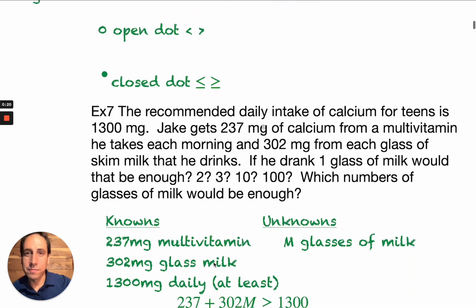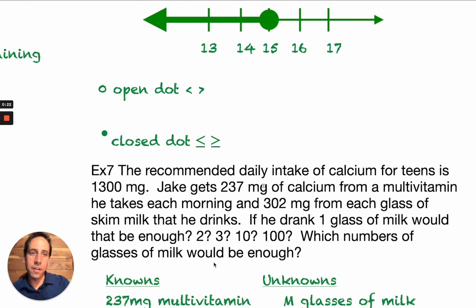Example 7. Recommended daily intake of calcium for teens is 1,300 milligrams. Jake gets 237 milligrams of calcium from a multivitamin he takes each morning and 302 milligrams from each glass of skim milk that he drinks. If he drank 1 glass of milk, would that be enough? Or maybe he needs 2 glasses, or 3 glasses, or 10 glasses, or 100 glasses. Which numbers of glasses would be enough?